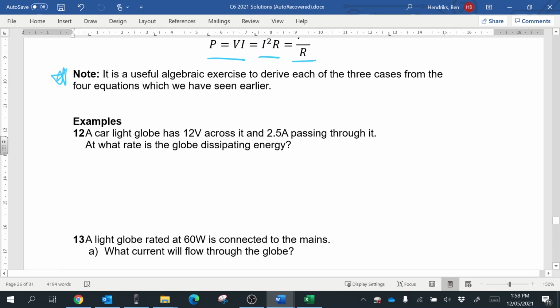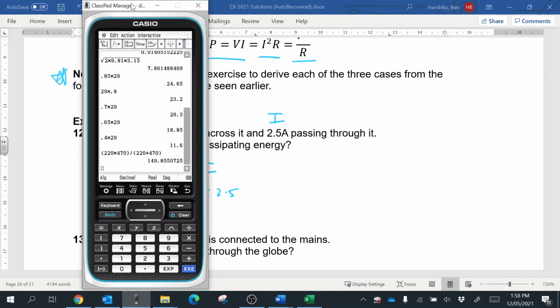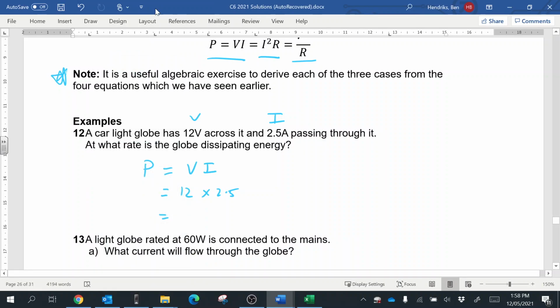A car light globe has 12 volts across it, so that's V, and 2.5 amps I passing through it. At what rate is the globe dissipating energy? Well, P is equal to V times I. That's equal to 12 times 2.5. Let's chuck that into our calculator. 12 times 2.5 is equal to 30, and that's in watts, W.